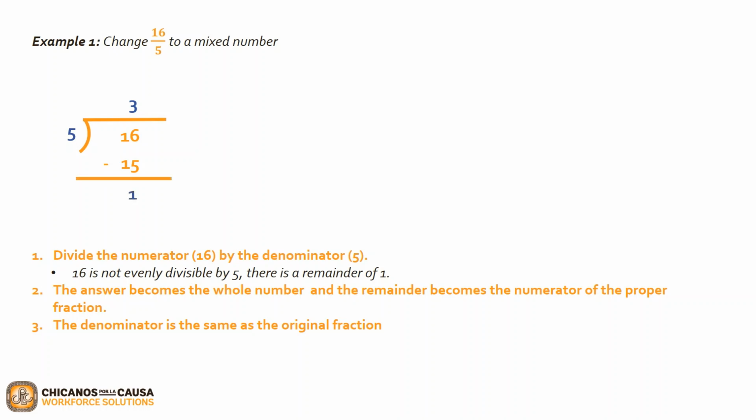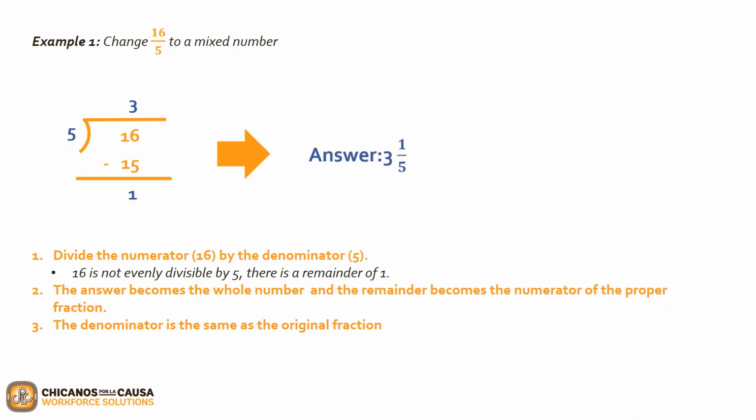Now we could keep going, but because we're changing this to a mixed number, we of course are going to have a remainder. Because 16 was not easily divisible by 5, that's why we have a remainder of 1. As you know, if it would have been divisible equally, you would have a remainder of 0 like we've seen in the past.